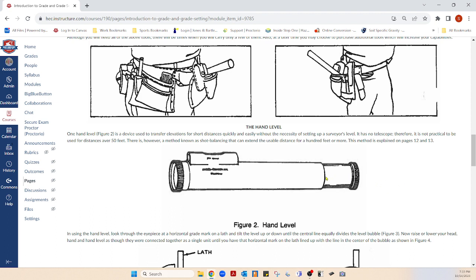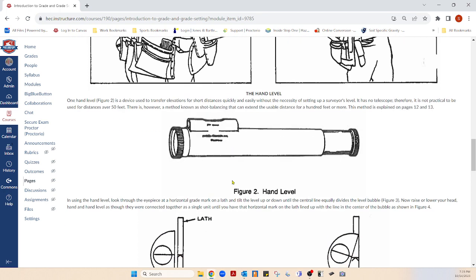But they all look like this. They're telescopic to an extent. There's a bubble here, but there's a 45-degree metal mirror in here. So when you look in here, you can see that bubble moving. The bubble's actually moving this way, but you move your level up and down to get it level.